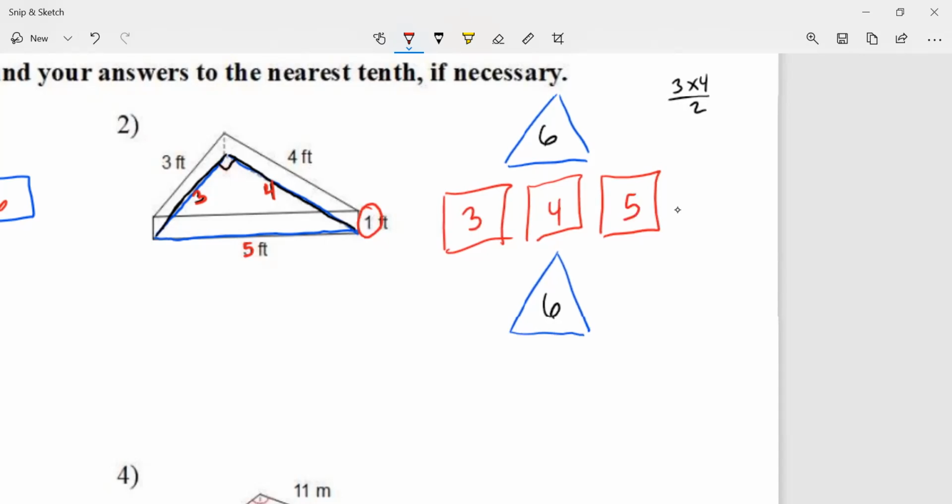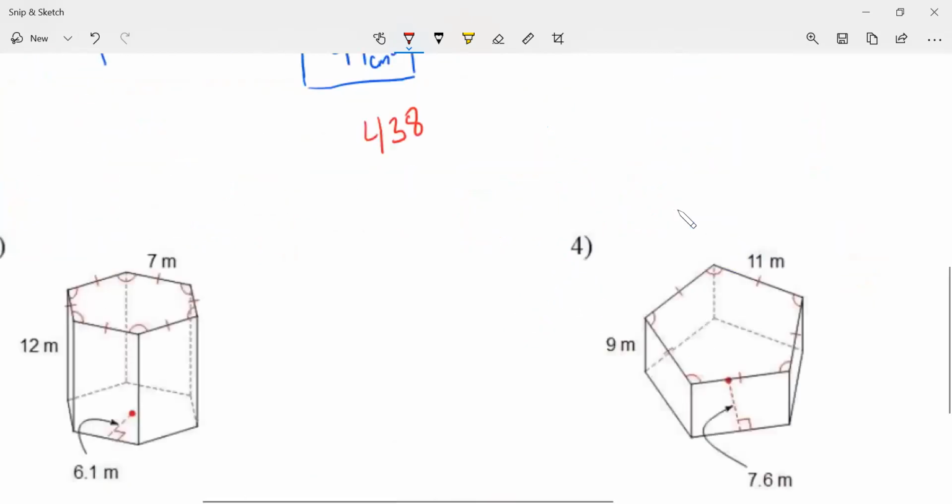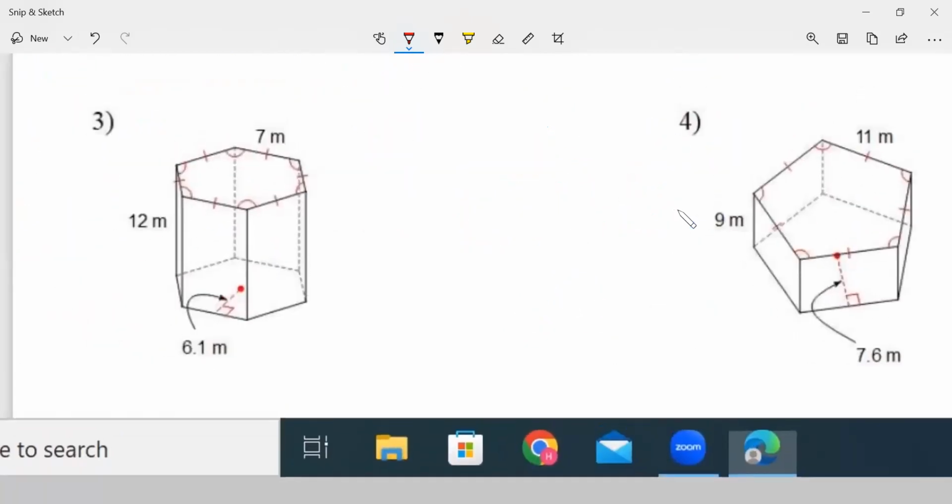Now let me add all this. Let me add the walls first: 3 plus 4 plus 5, and then the two triangles, so plus 6 plus 6. And it gives me 24. That's not bad. Let's take a look at question number 3.